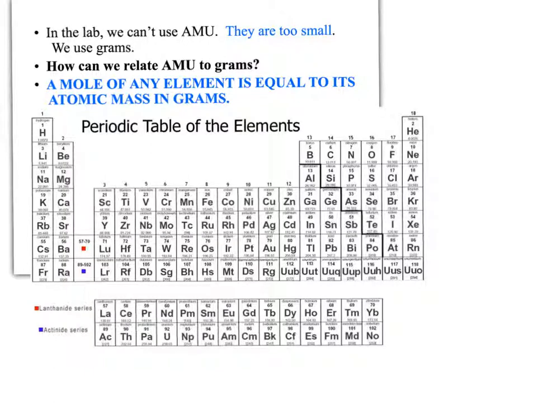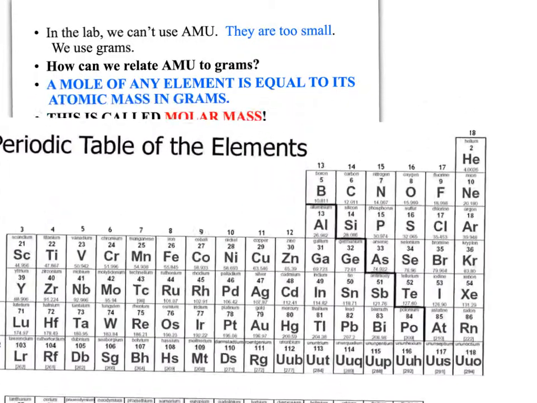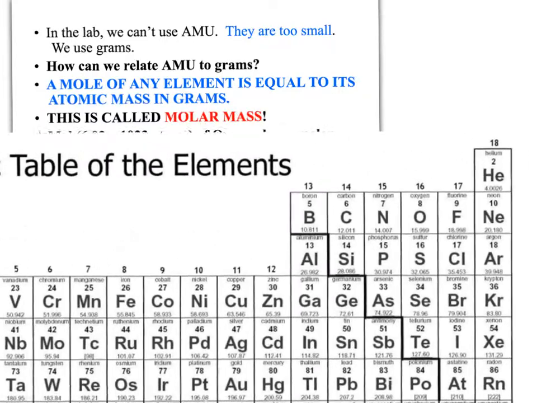Okay, so this is a different aspect of the mole. In the lab, we're not going to use AMU. I'm not going to send you to the balance to weigh out 1 atom of oxygen because it would be way too small. So here's the beauty of the mole. A mole of any element, meaning 6.02 times 10 to the 23rd atoms of that element, will be equal to its mass in grams. And this is going to be called molar mass, by the way.